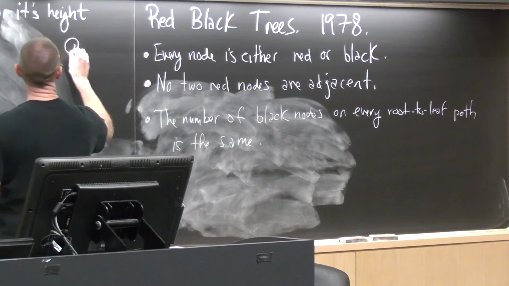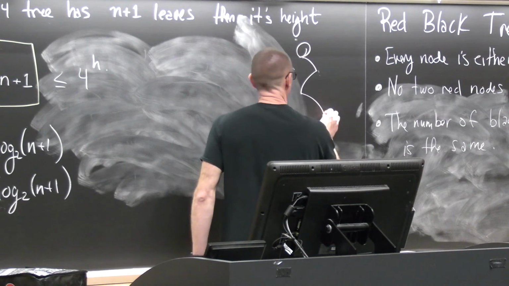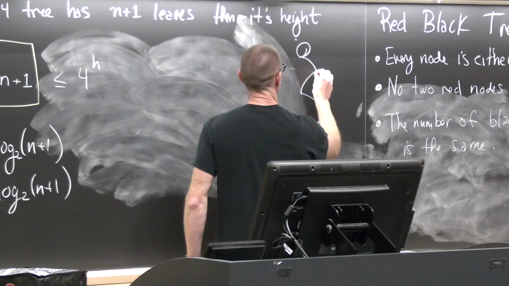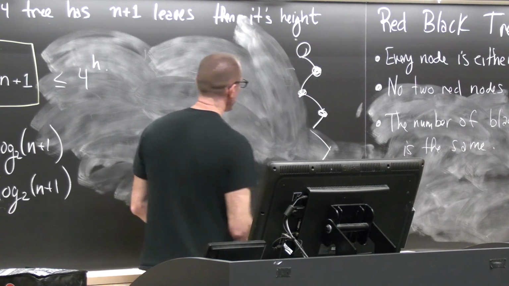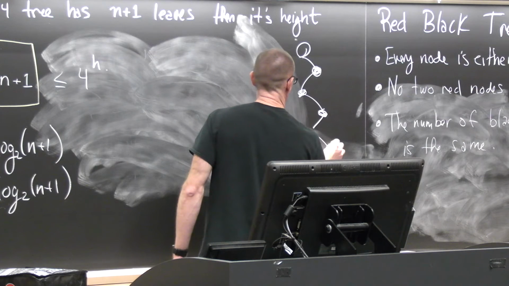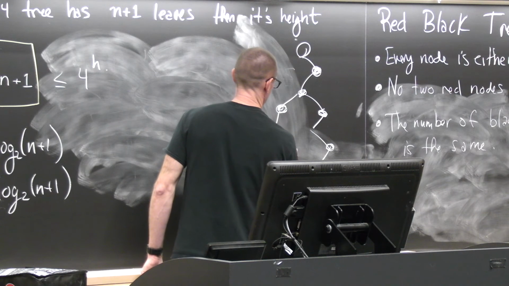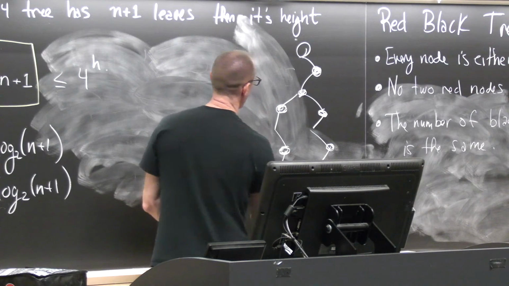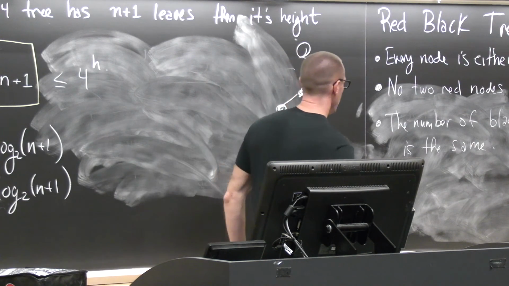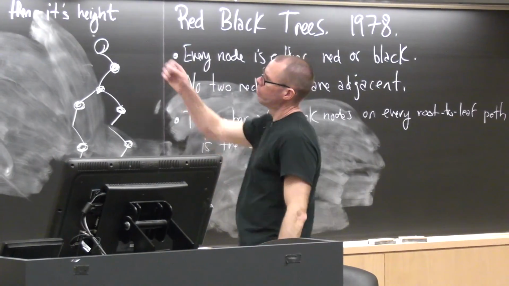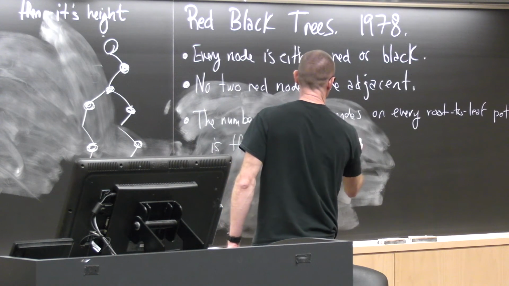So that means if I start at the root of a red-black tree and I walk down it and I count the black nodes, so black nodes, I'll draw them filled in, then it doesn't matter which path I take. I can take this one, I'll count the same number of black nodes. It doesn't matter which root to leaf path I take, I'll see the same number of black nodes. And since that's the same for every root to leaf path, that has a name, that's called the black height of the tree.